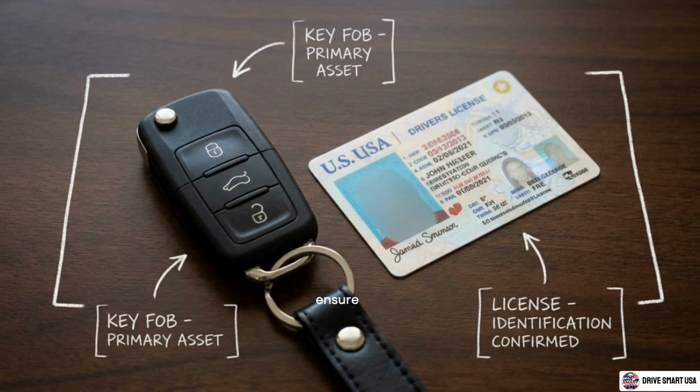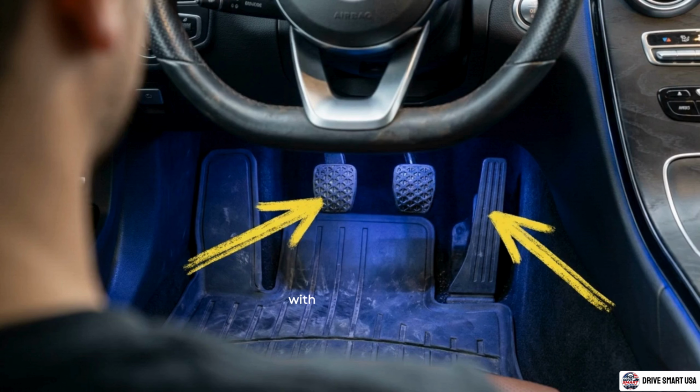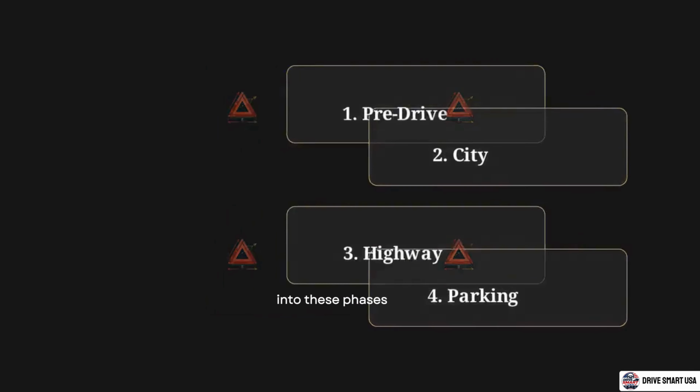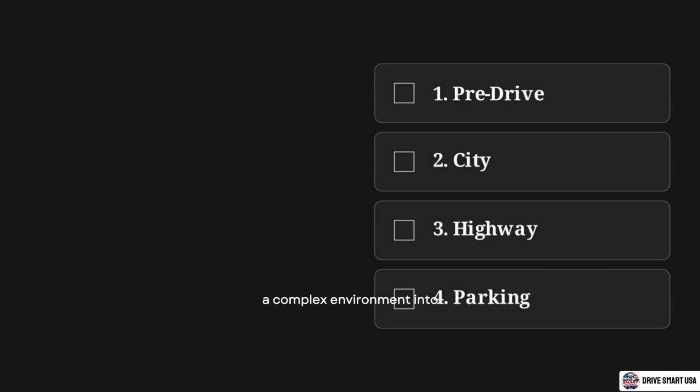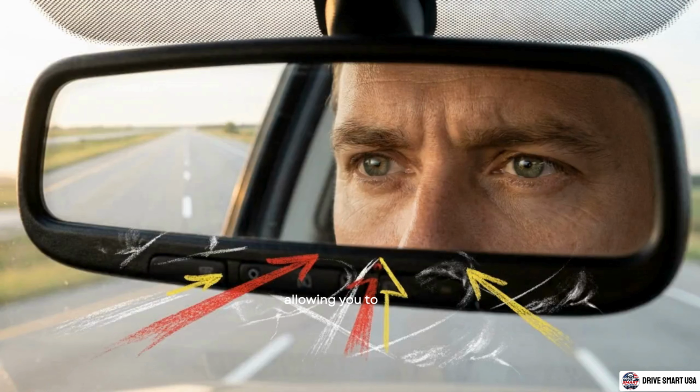Before starting, ensure you have a parked vehicle in a safe environment, a valid U.S. license or permit, and a basic familiarity with the pedals and steering controls. Breaking a drive down into these phases turns a complex environment into a predictable checklist, allowing you to focus on one objective at a time.